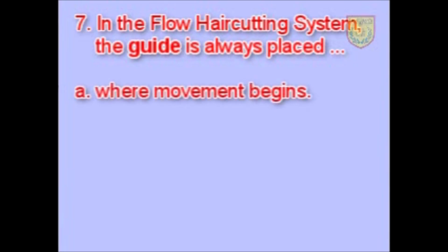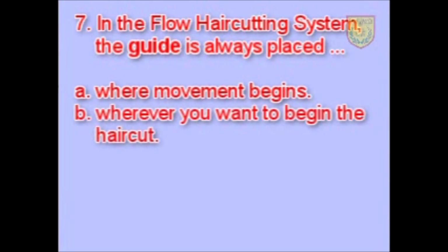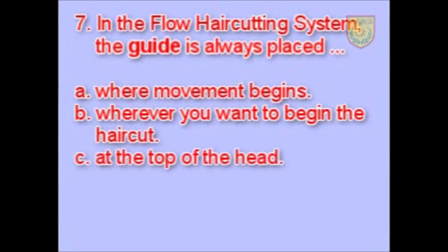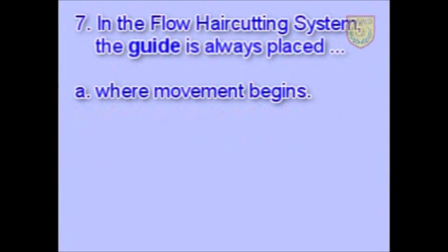Number 7, in the Flo hair cutting system, the guide is always placed A, where movement begins, B, wherever you want to begin the haircut, or C, at the top of the head. In the Flo hair cutting system, the answer is A, where the movement begins.